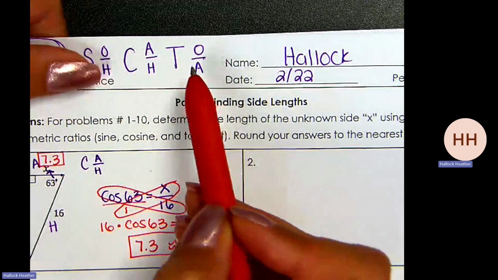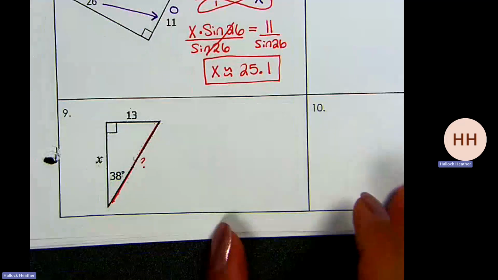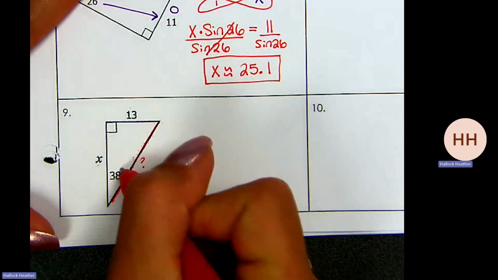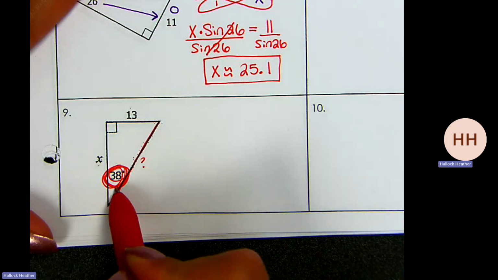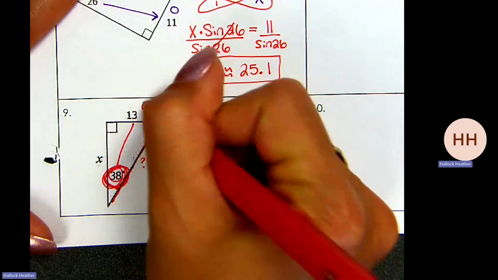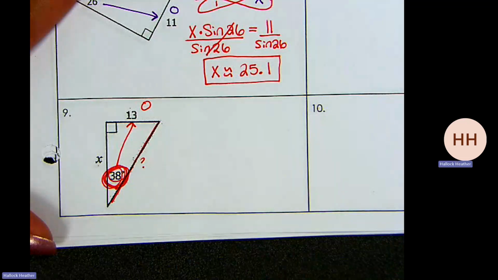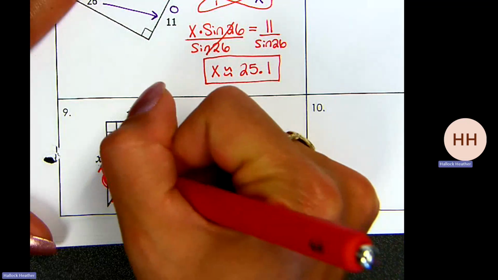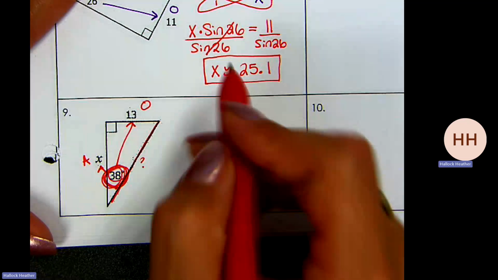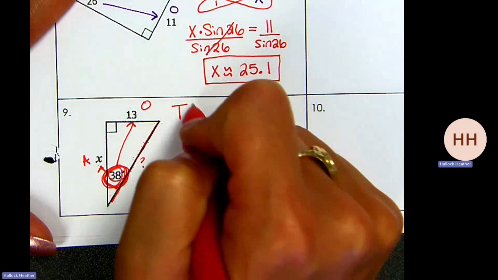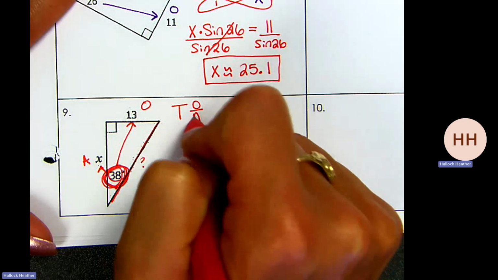I just need to figure out which one's opposite and which one is adjacent, to go on top versus the bottom. If I'm standing literally right here, on 38, which one is opposite of 38? 13. 13 is opposite. Which one is adjacent? X, because adjacent is right next door to it. There is no H, so I have to use tangent, which is opposite over adjacent.